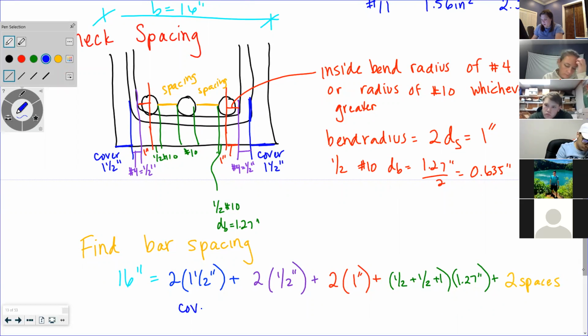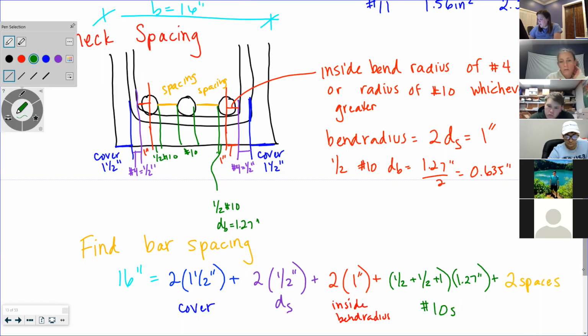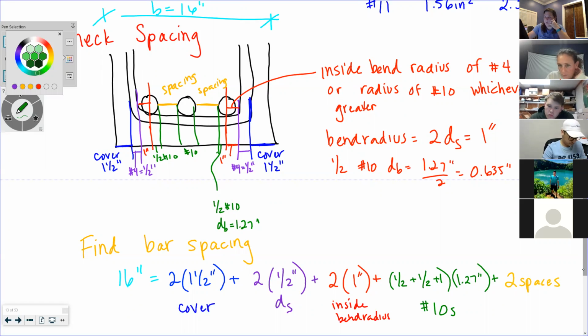So this is my cover. This is my stirrups. This is my inside bend radius. These are my number 10s. This is my humor.